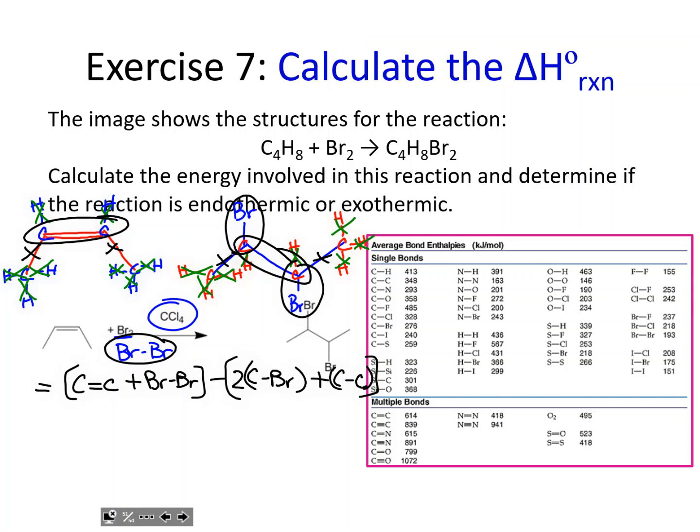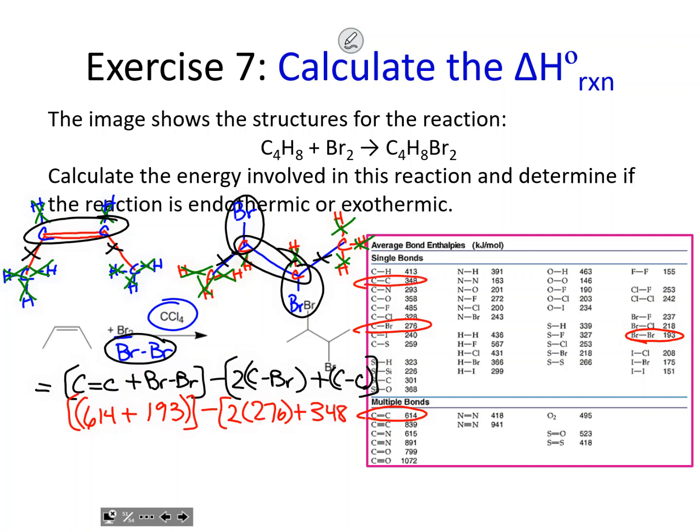Okay, because if you really put it in, you would have 8 C to H bonds in the reactants and you'd have 8 C to H bonds in the products. So they are just going to cancel each other out. Then all we have to do is put in our numbers now. So we have a C to C double bond here, 614, plus the Br to Br, 193. This is going to be in the reactants minus our 2 times C to Br, which is right here, which is 276, and our 1 carbon to carbon single, 348. That's much more manageable for our calculation than putting all the other stuff in.